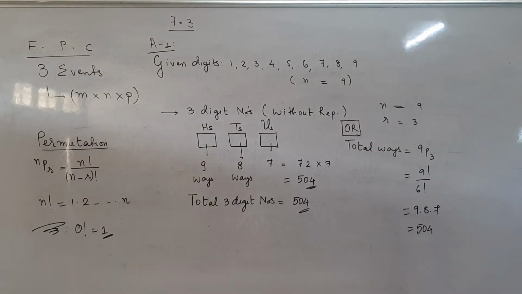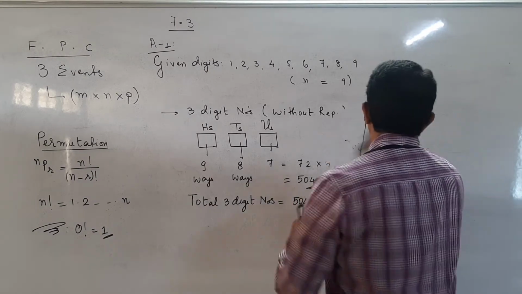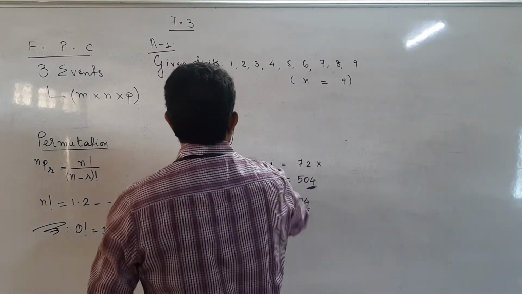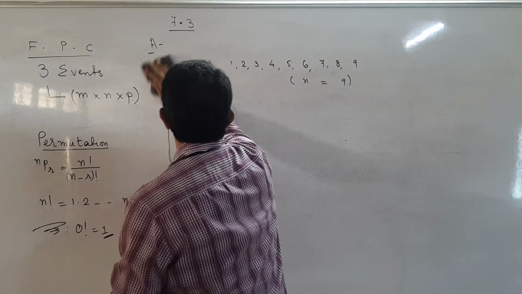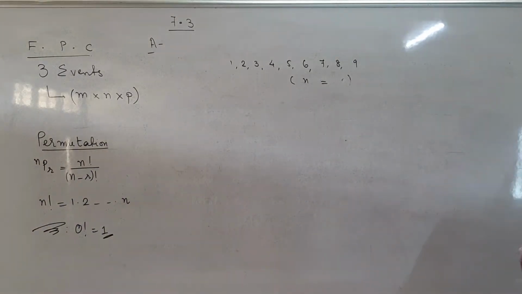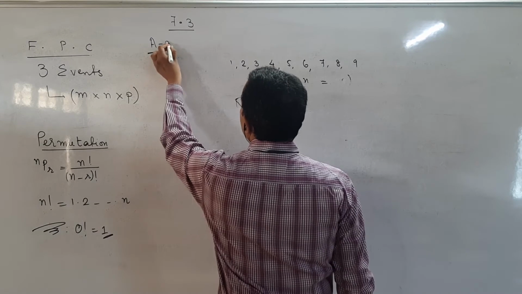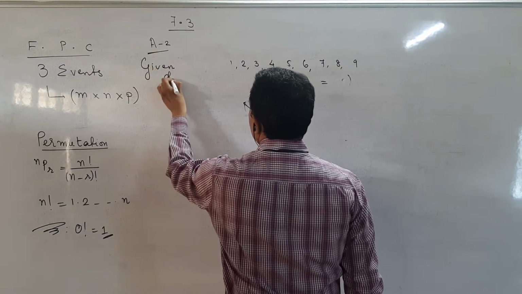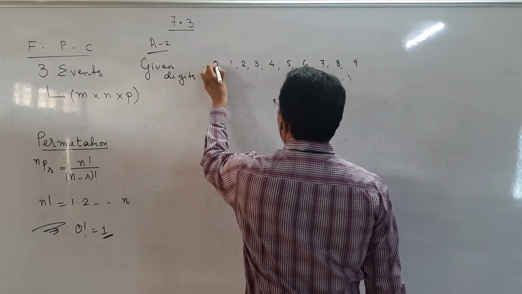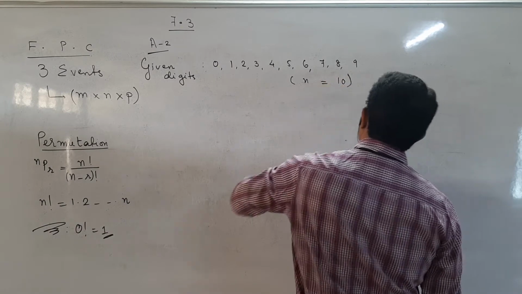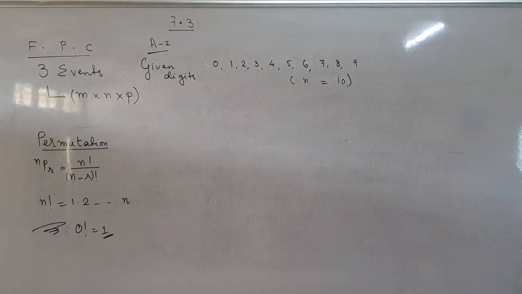Now, students, second sum. Without repetition, how many 4-digit numbers can be formed? So here, when I write given digits, students, I have to start with 0. So the total digits will be 10. In the first sum, they had already specified that the digits were 1 to 9. Here, when no specification is given, students, then we have to include 0.